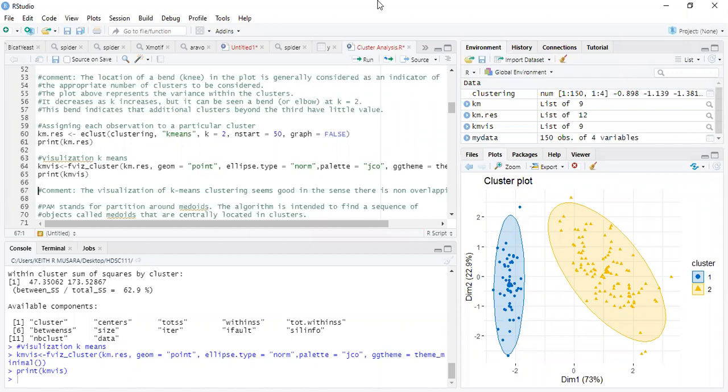I saw somebody raising their hand. Who is that? Any question on k-means clustering?